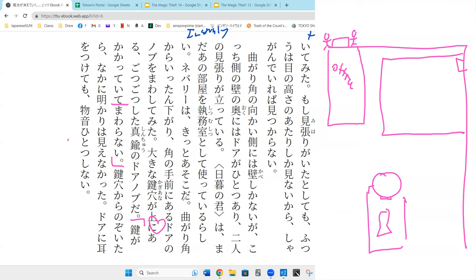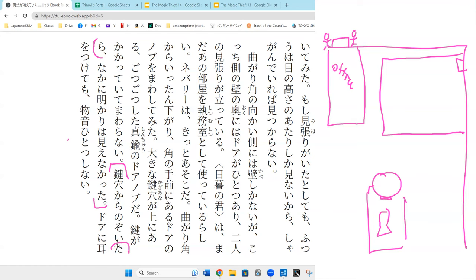Kagi ga kakatte ite, it is locked and it would not turn. Mawaranai. Kagiana kara nozoitara, naka ni akari wa mienakatta. I cannot see.